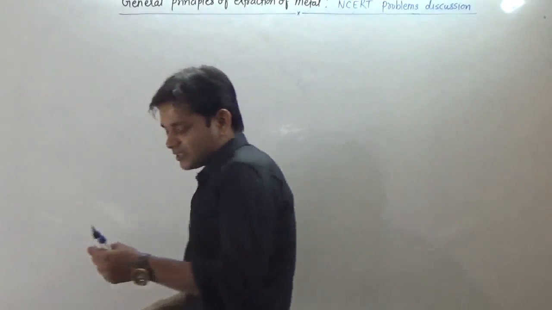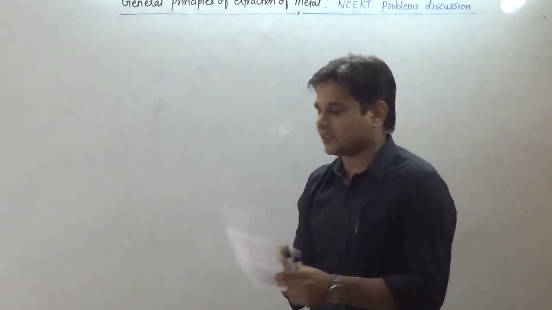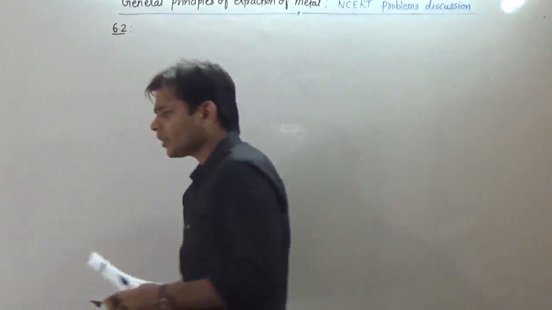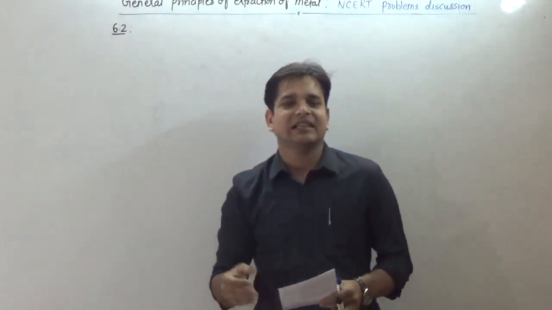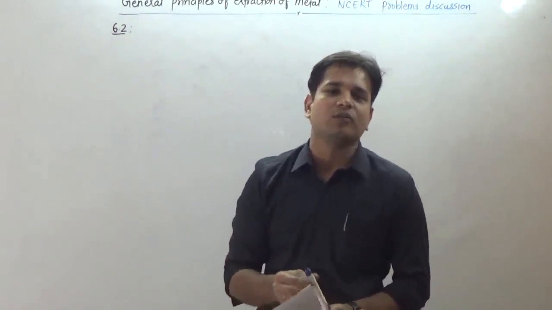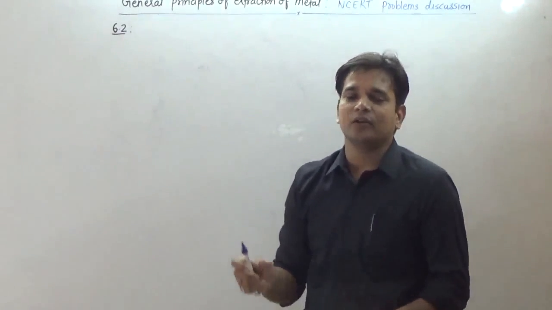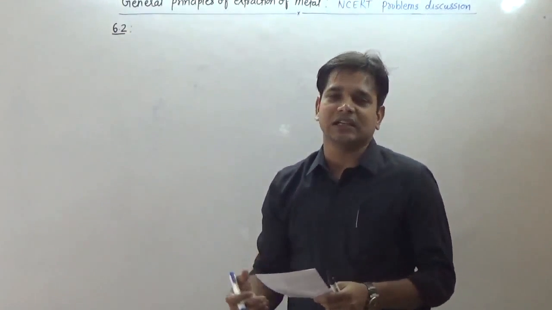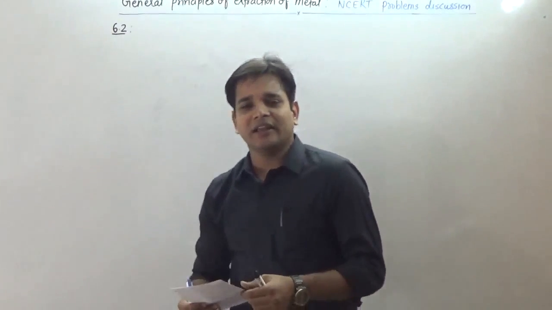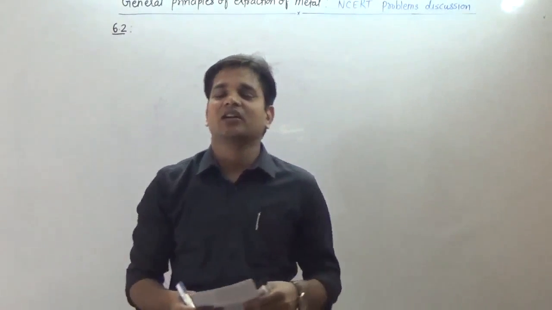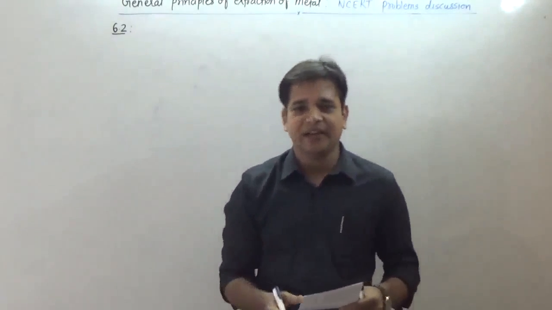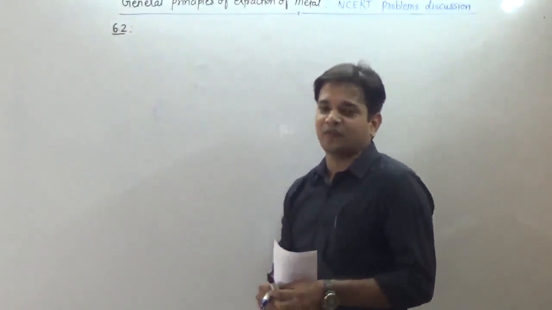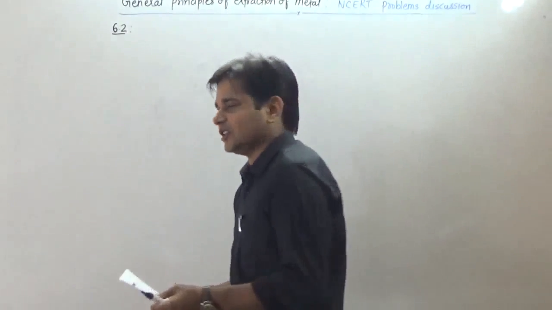The next question, 6.2, is: what is the role of depressant in the froth flotation process? Froth flotation is a method of concentration of ore of sulfide type. Sulfide ore can be concentrated by the froth flotation process. If we have to concentrate a mixture of sulfide ores, then we add different materials called depressant, activator, and also collectors. These three additional materials have different uses in the froth flotation process.